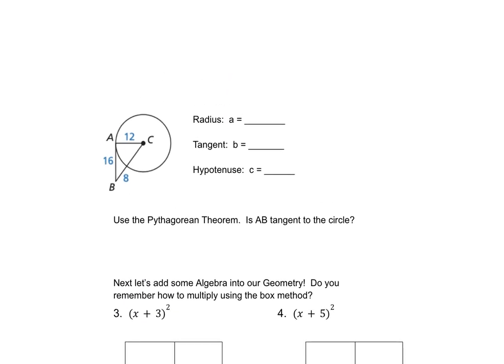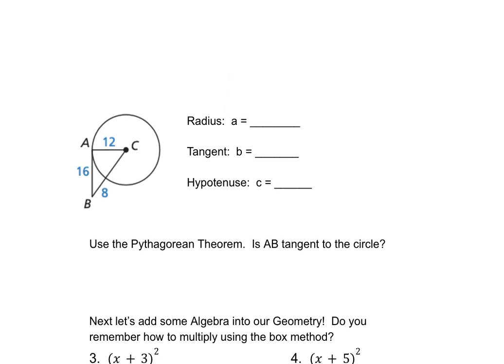Okay, let's look at one more that can be a little bit more tricky. Remember our radius is A, so here's our radius from here to here. So our radius is 12. B is our tangent, that's this guy here. He's 16. And C is our hypotenuse, which goes all the way from point B to point C. 8 only represents this little section on the outside of the circle.